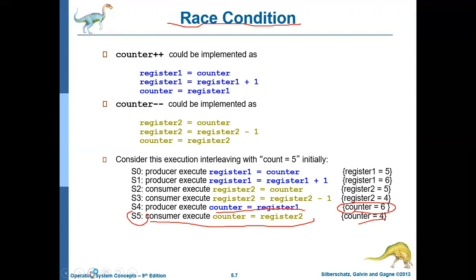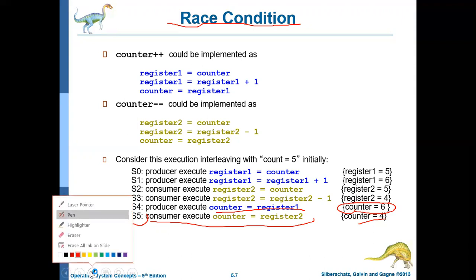So this is a data inconsistent state. The final value of the shared variable depends on which instruction executes at last. That concept is called a race condition.